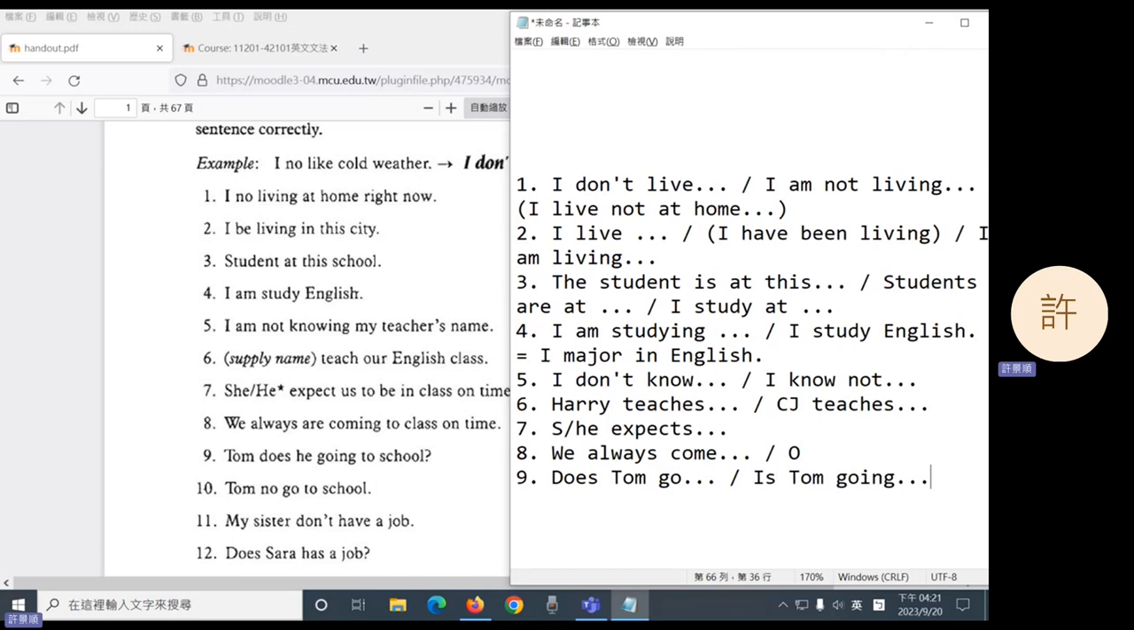Is Tom going to school? Could be asking, is he on his way to school now? Is he in the middle of going to school? But it could also be the future. Is Tom going to school tomorrow? Or is he going to skip class again?